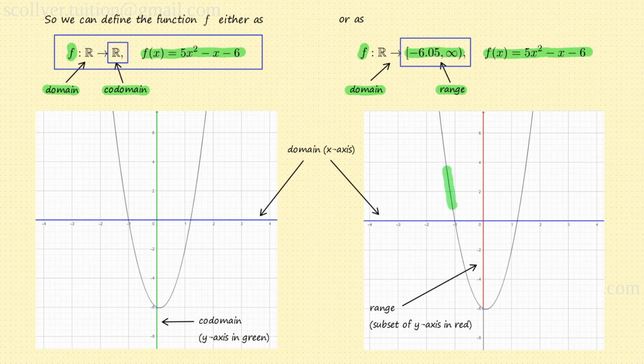We usually specify the codomain of a function, as opposed to its range, when it is too difficult to figure out what the range of the function will be. In this particular case, it wasn't very difficult to determine that the range was going to be the set minus 6.05 up to infinity, but for some functions it can be very difficult indeed, and it is simply easier to specify the codomain as R or some other large set, rather than to do the work to determine the range.